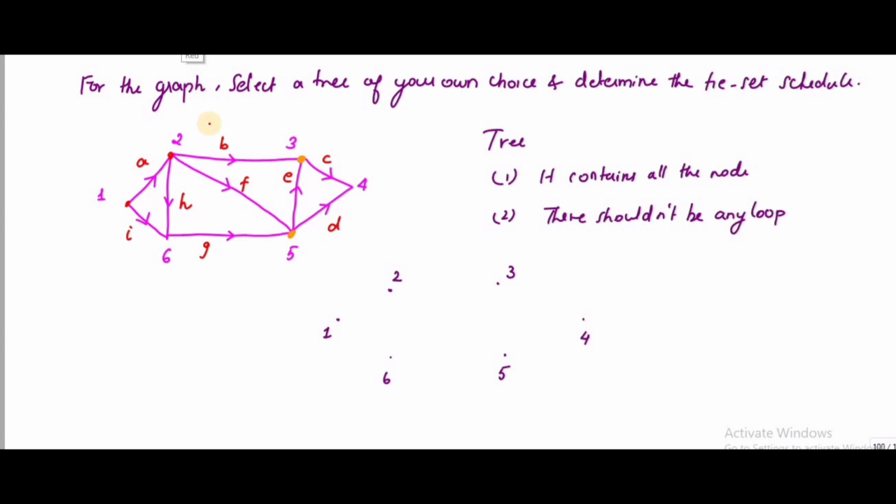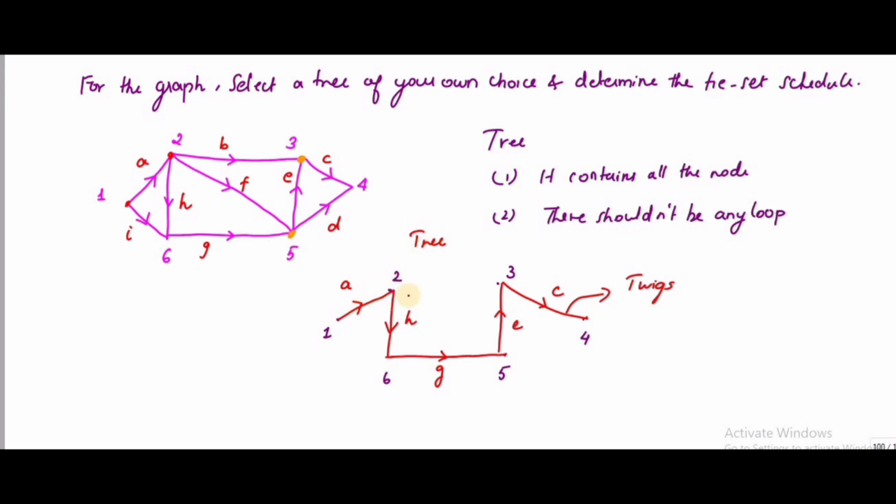Okay, so for this one, this is a tree. Why? Because you can see all the nodes are connected and it is not forming any loop, right? So A, H, G, E, and C. Okay, so this is called a tree. So this is one tree.